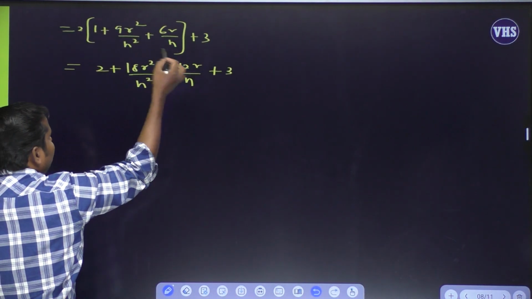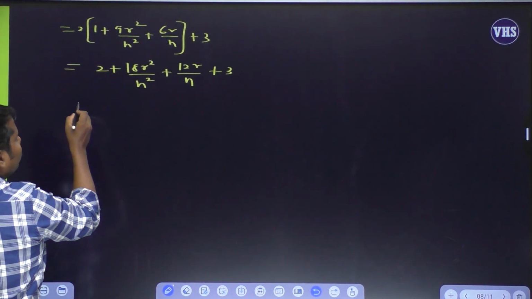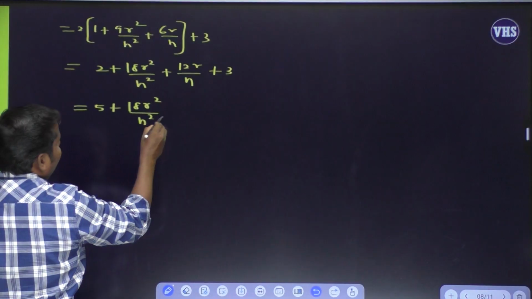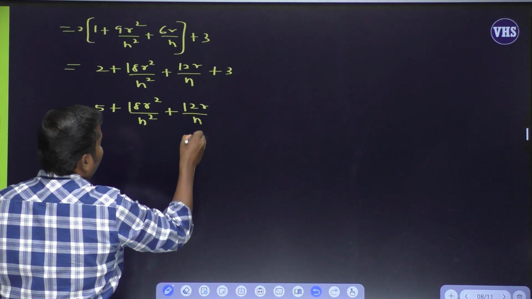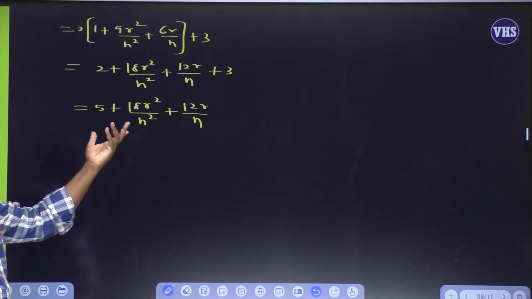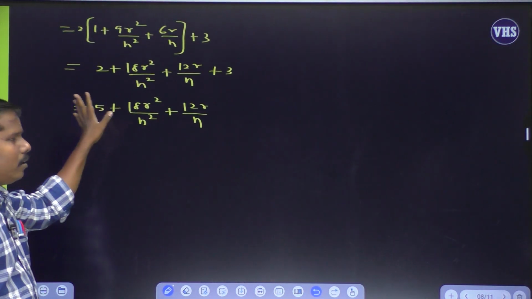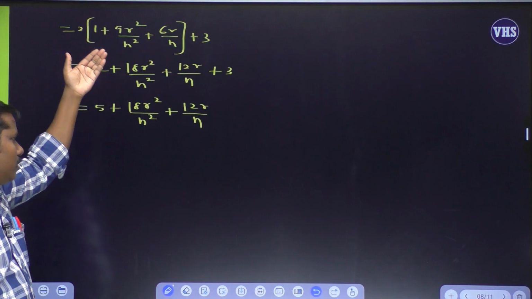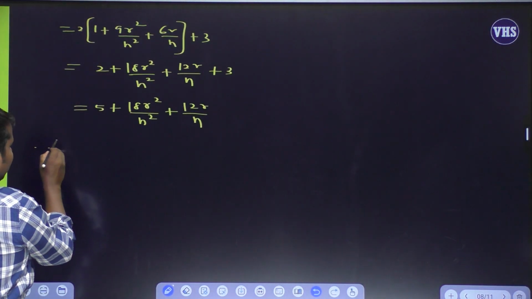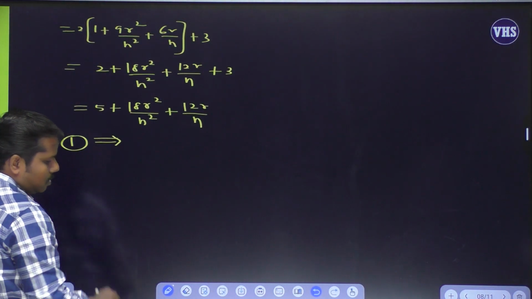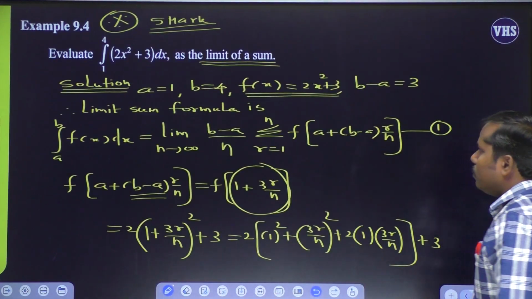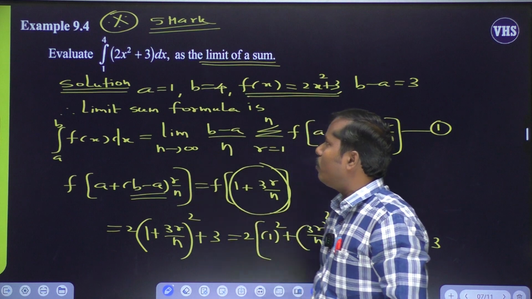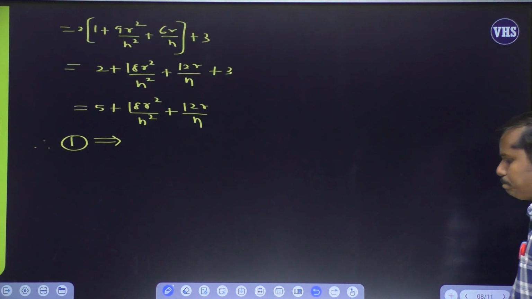Students, you can add these two numbers: 2 plus 3 is 5. So 5 plus 18r square by n square plus 12r by n. This cannot be simplified further. r square, r and 5 are all unlike terms. Now substitute this answer in equation number 1. Therefore, equation 1 certainly implies that. What is our equation number 1? Here it is. On the left side is the given problem, integral 1 to 4, 2x square plus 3.